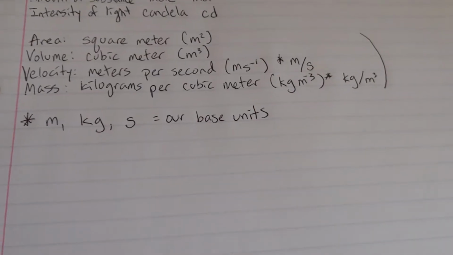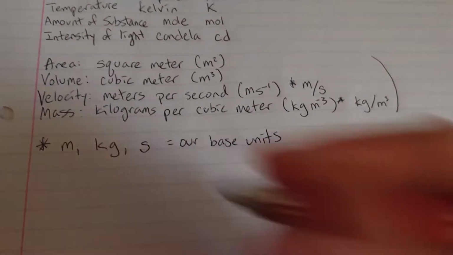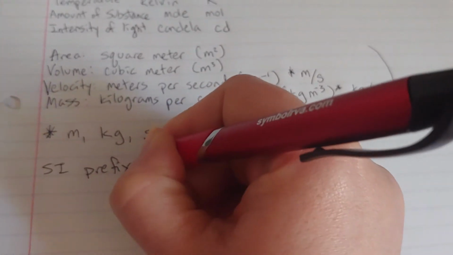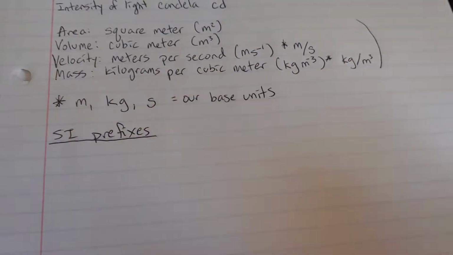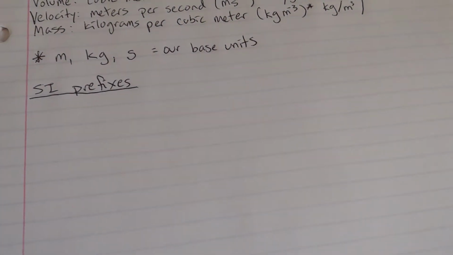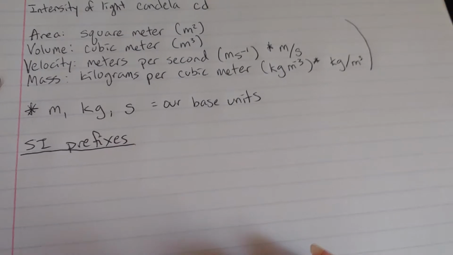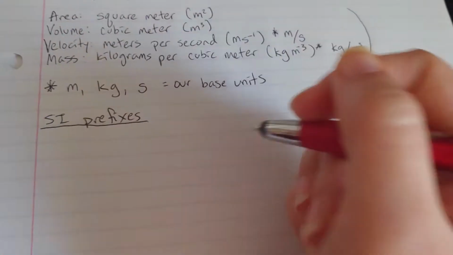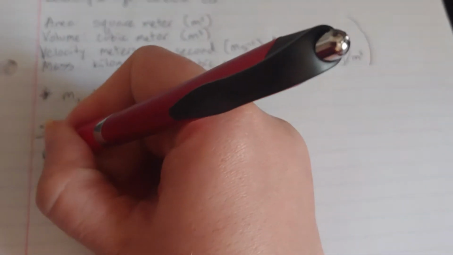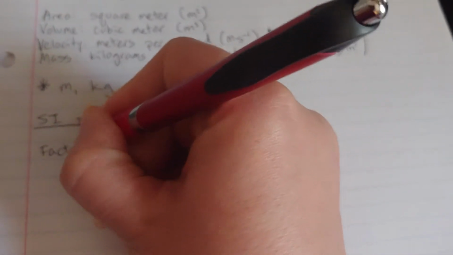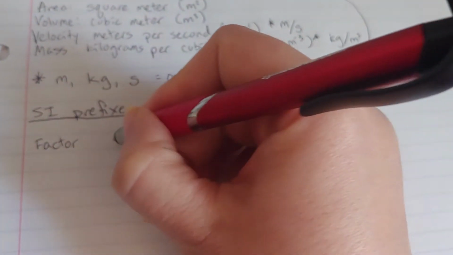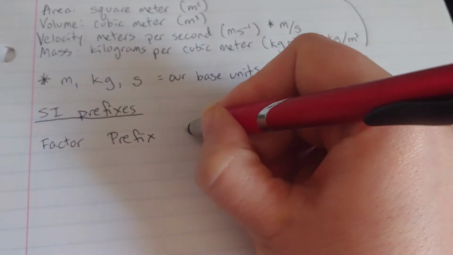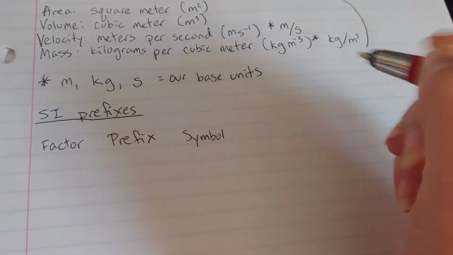Then we have the prefixes that go with the International System of Units. So let's write down our SI prefixes, and we're going to use these to move back and forth between different derivations of our base unit. So we have a factor that we multiply by. We have the prefix, and then we have the symbol or abbreviation.